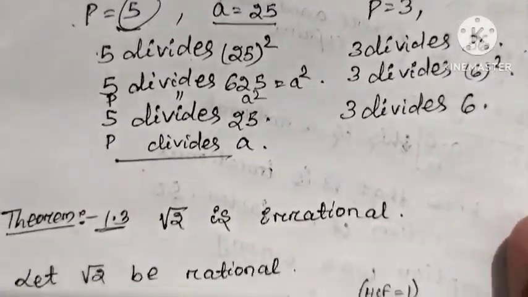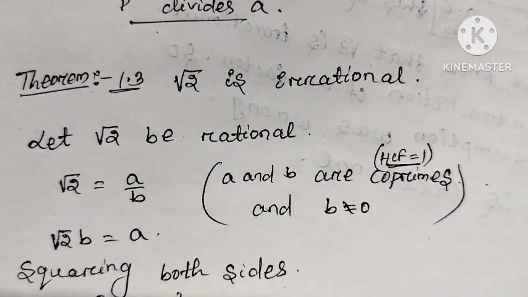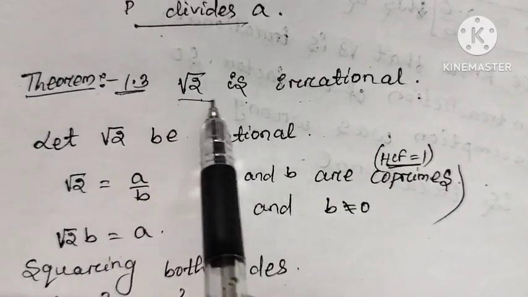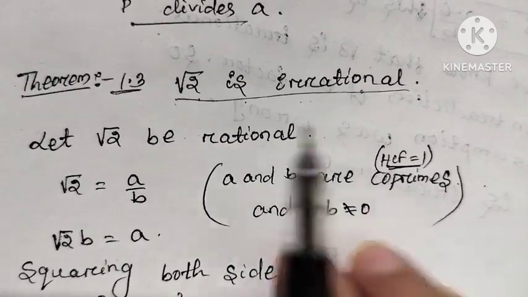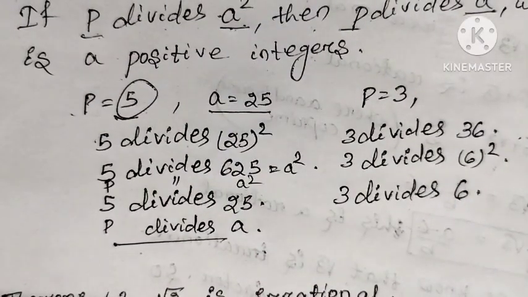Then theorem 1.3. What is it? It is written: root 2 is irrational. You have to prove it. Root 2 is an irrational number. This theorem is required for this proof. Okay, it is necessary.